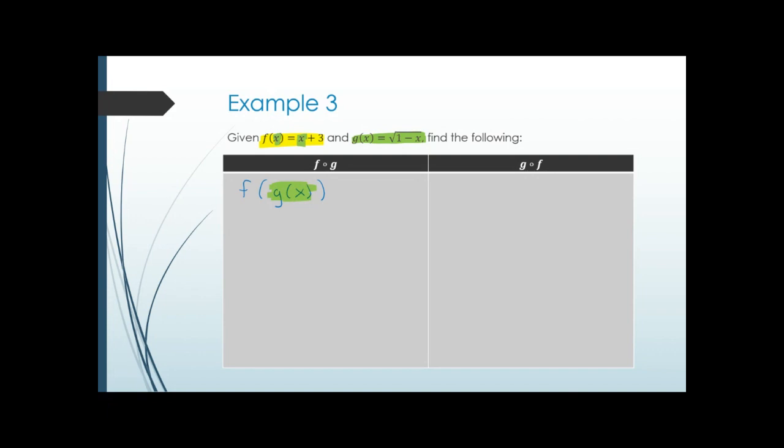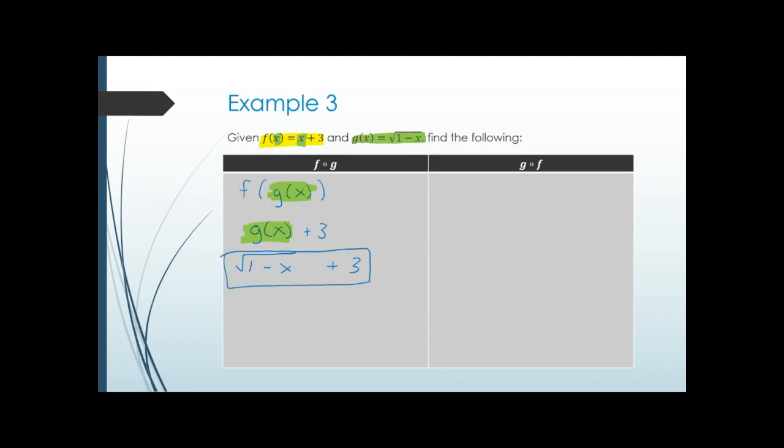So my f of x is equal to x plus 3. That means instead of x plus 3, I would have g of x plus 3. I'm hoping that with the color coding, you can see that compared to f of x equals x plus 3, x is green. So f of g of x equals g of x plus 3. And then you replace g of x with what the actual expression is, so that is the square root of 1 minus x, plus 3.